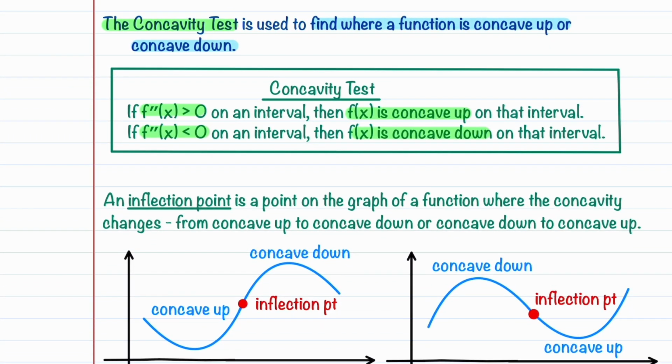Another thing connected with concavity is inflection points. An inflection point, like the two down here on our graph that I'm just highlighting, is a point on the graph of a function where the concavity changes. An inflection point can be where a graph changes from concave up to concave down or from concave down to concave up.